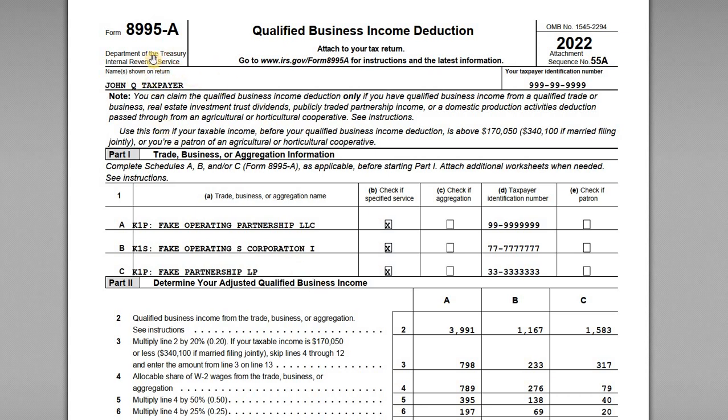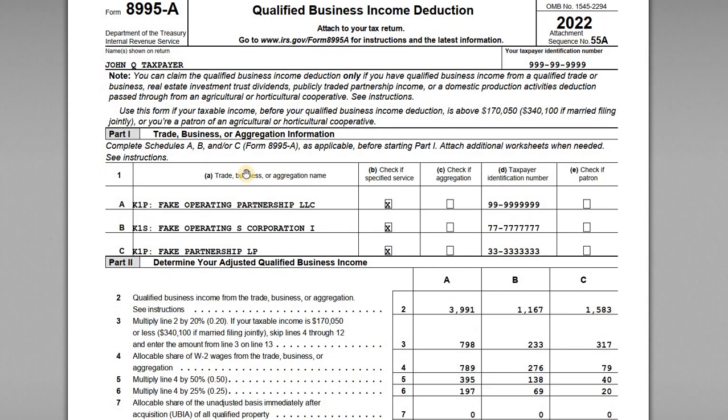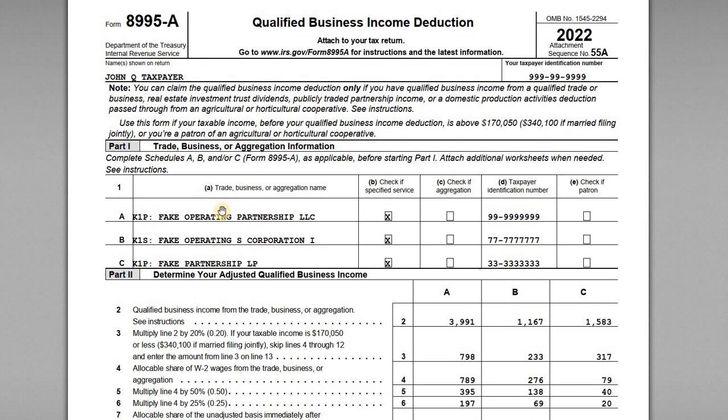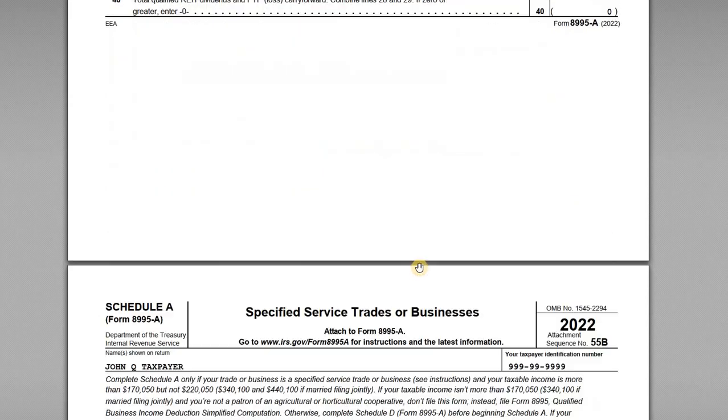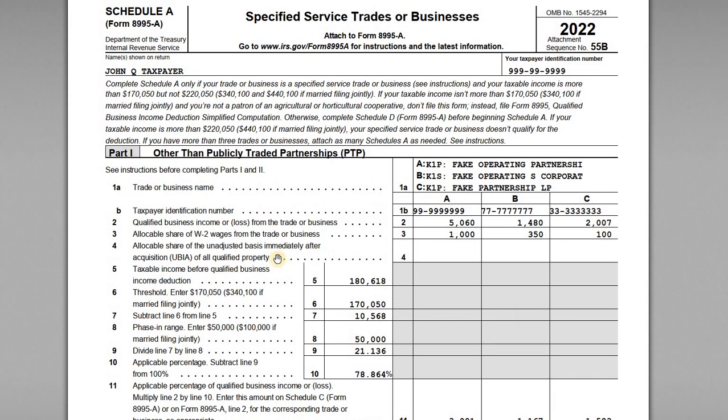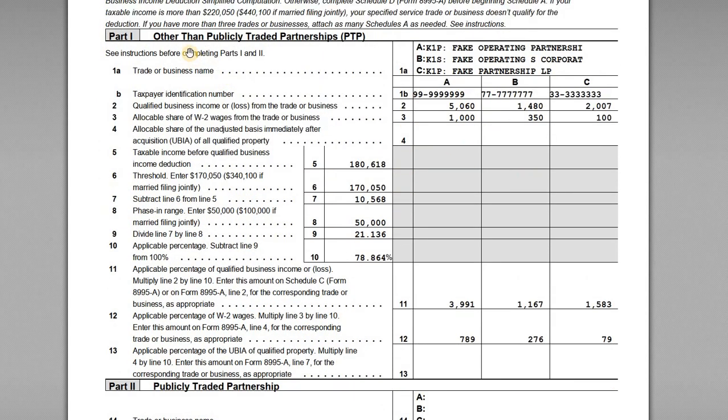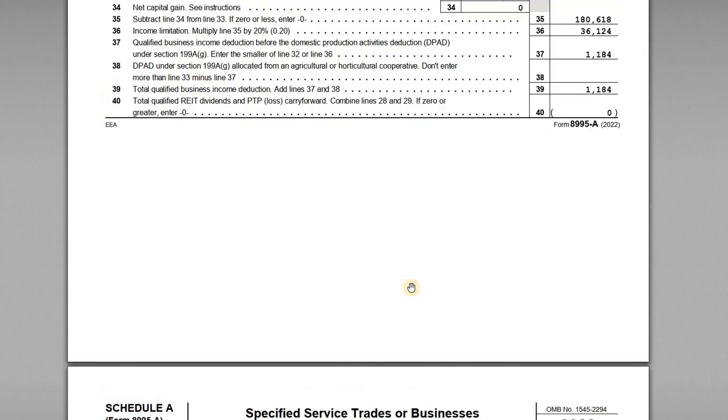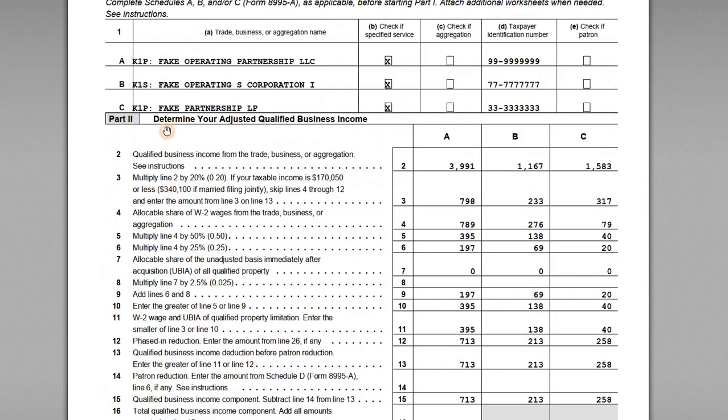But this is page 1 of the 8995A. You can complete part 1 where you list each trade or business, indicate whether it's an SSTB, and give the taxpayer ID number. But once you complete part 1 and you've determined you have SSTBs, which we do, you first skip down to Schedule A and complete this section first. So we do Schedule A, part 1, because we have investments that are not publicly traded partnerships, not PTPs. Once we have this section completed, we go back to page 1 and we work on part 2.